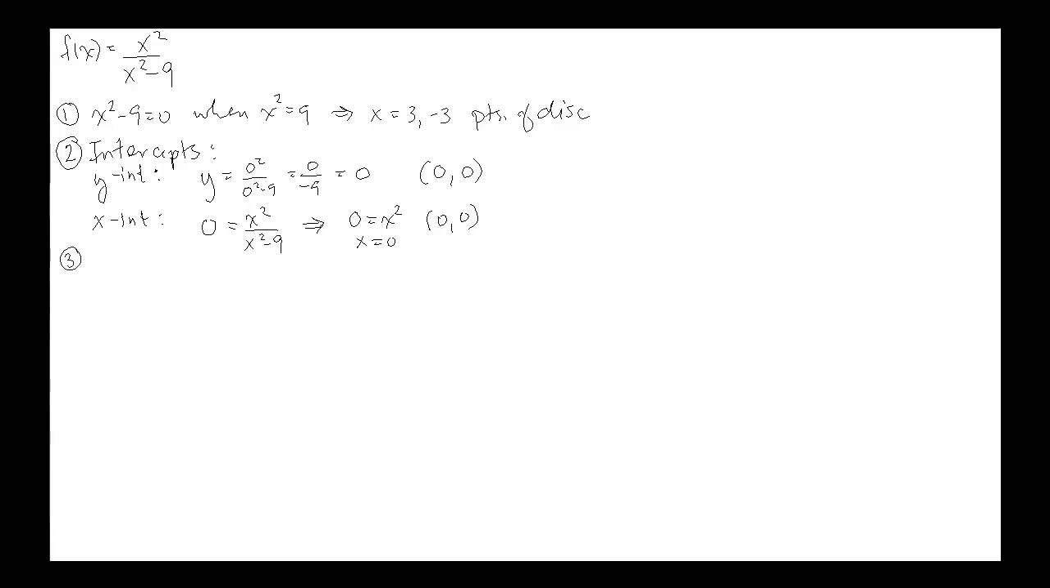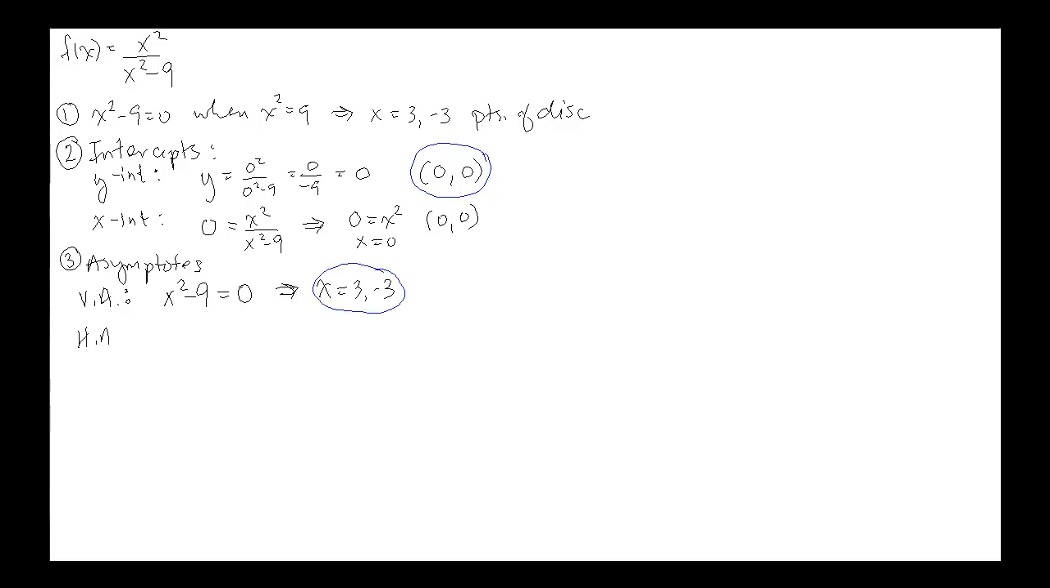Okay, step 3, asymptotes. So remember, we have vertical and horizontal. So let's go with vertical first. Those are the easiest. There's very little analysis that needs to be done. So remember, vertical asymptotes occur where the denominator is 0. So that's where x squared minus 9 is 0, which implies, as we know from above, 3 and negative 3. So we've got a couple of important pieces of information here. So first we've got an intercept, and we've got some vertical asymptotes.